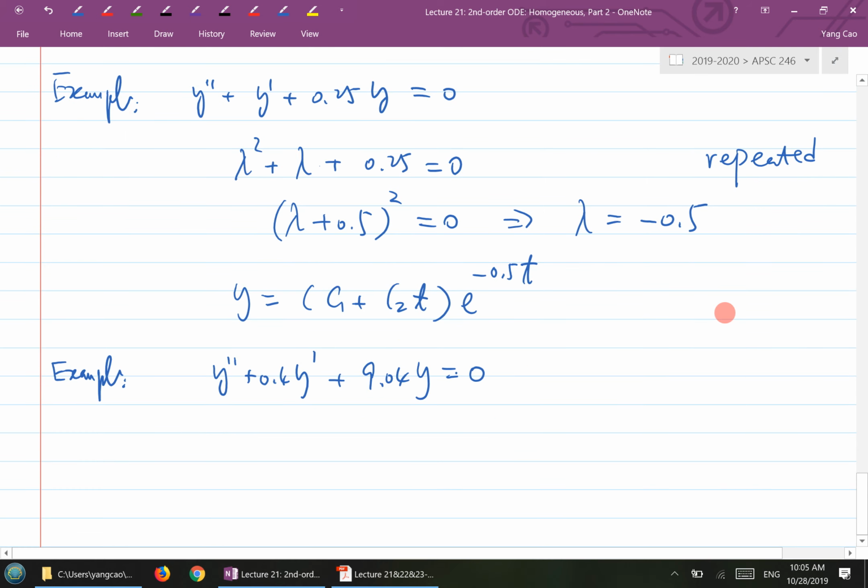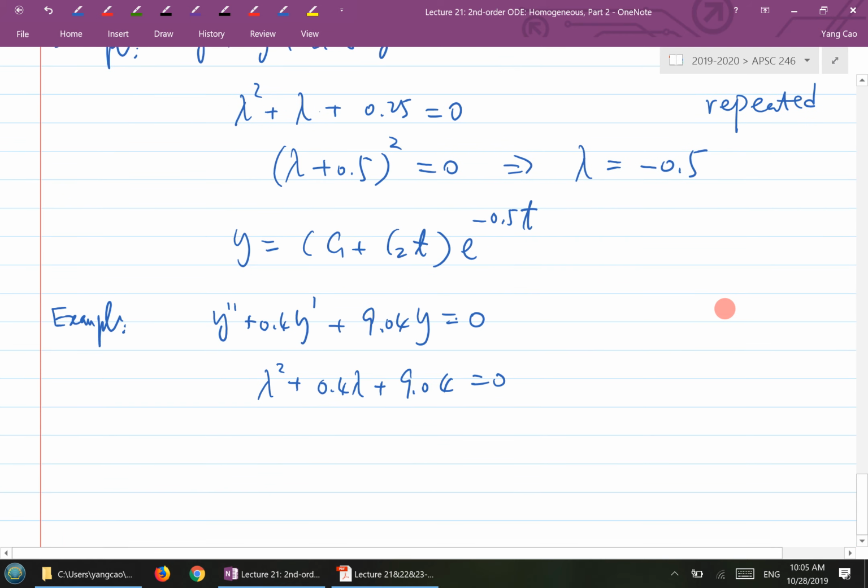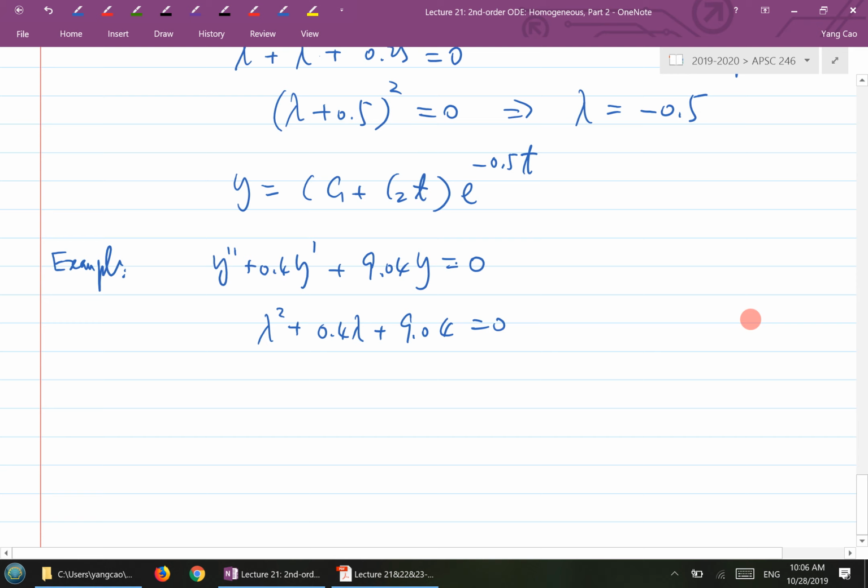Let's take a look at this one here: y double prime plus 0.4 y prime plus 9.04 y. The characteristic equation is this. Now you probably need a calculator for this one. By looking at it, factoring this is probably not possible. So in this case, we get lambda 1 and 2 equal to negative 0.2 plus or minus j times 3.